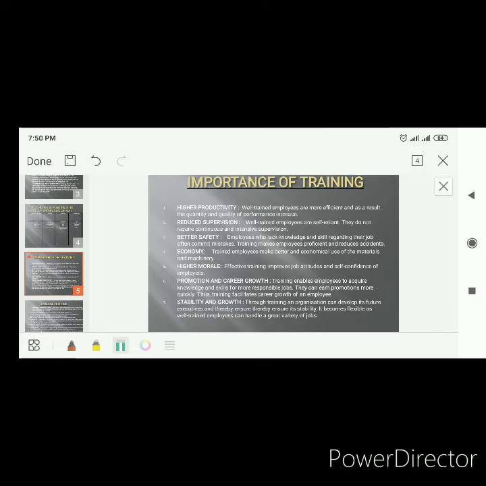Training is going to make you overall proficient and safety conscious, and when you become safety conscious, you start reducing errors and mistakes and accidents, right? Your errors, your mistakes, your accidents reduce.